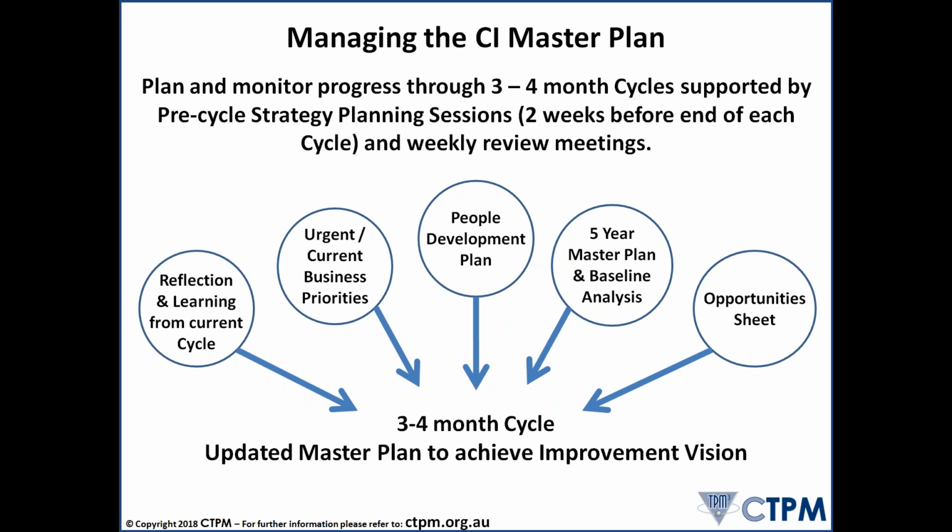But it means at the end of each cycle, or just before the end of it, we should be reflecting on what are we going to do next. So reflection and learning from the current cycle to help us reprioritize what we have set for the next cycle. Are there any urgent or current business priorities that need to be pushed forward in our plan? Are the people development plans being run?